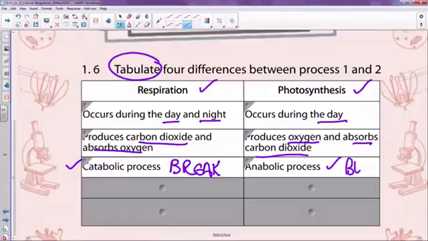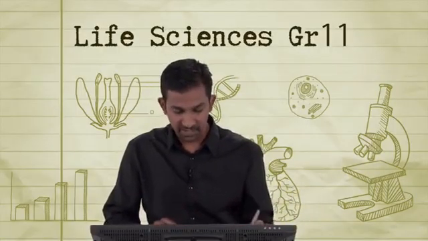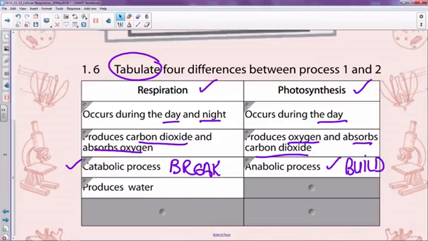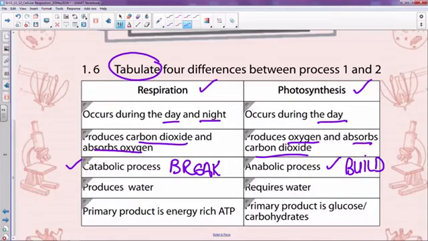But we also know that photosynthesis is a building up process. So we're taking the building blocks, we're taking carbon dioxide, we're taking energy from the sun, and we're using water to produce C6H12O6, which is the opposite of what respiration does. So here we find that one is a catabolic process while the other is an anabolic process. Another difference would be that respiration produces water and photosynthesis requires the water. Something else is that the primary product is energy-rich ATP during respiration. However, during photosynthesis, we find that glucose or carbohydrate is the primary product that is produced.